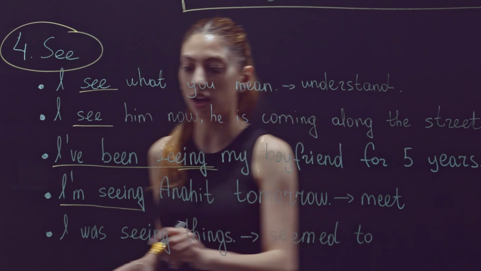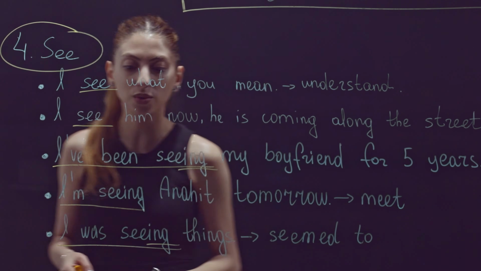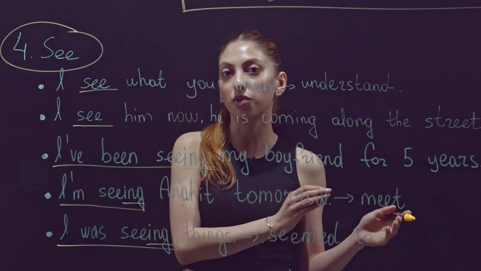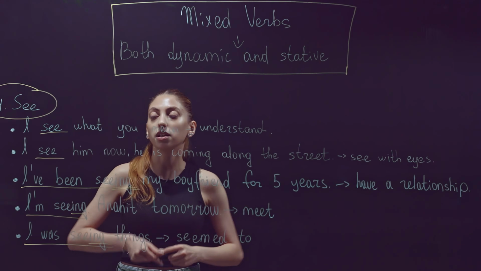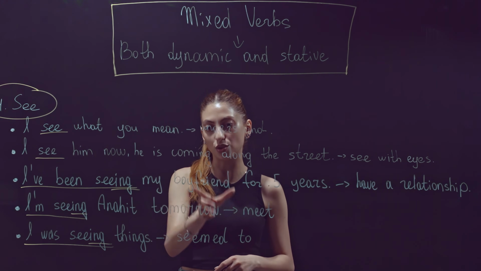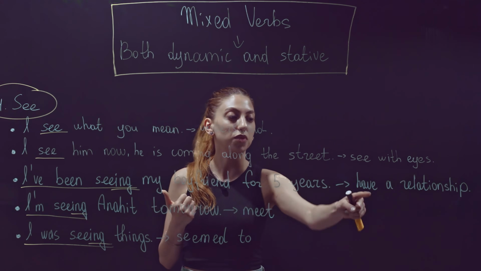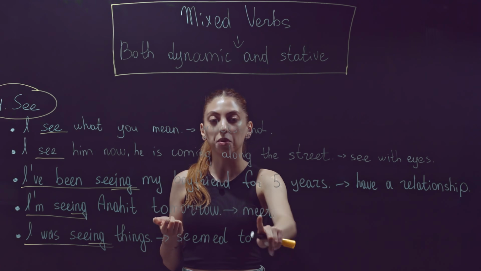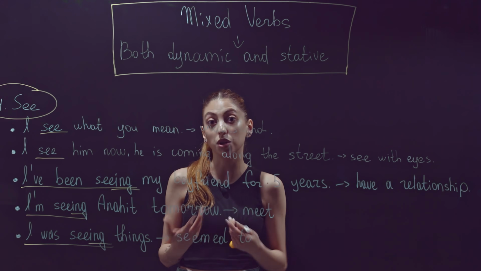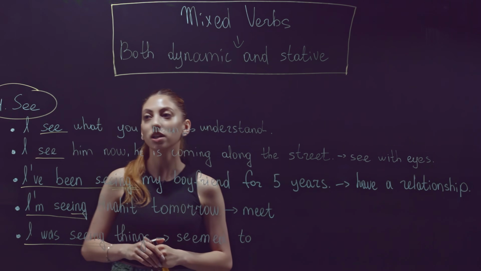This is also the stative verb in ing form with an absolutely different meaning. So what we understand is that in the case of see, when we want to use the stative verb with ing form, it will have either the have a relationship meaning, or the meet meaning, or something which seemed to you. Okay, this is all about see.